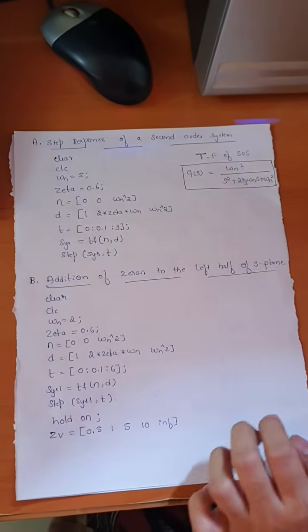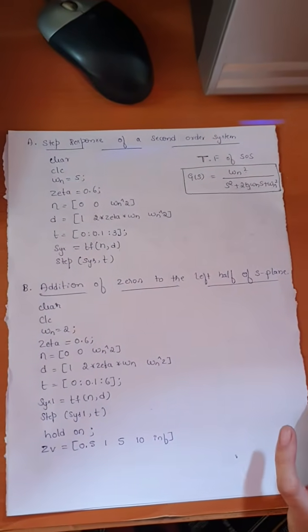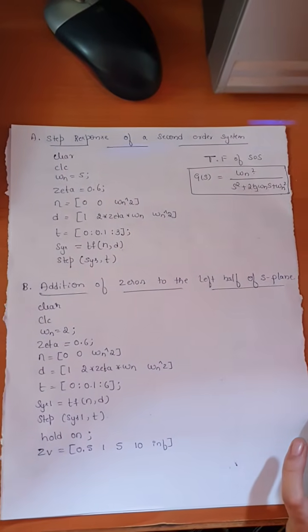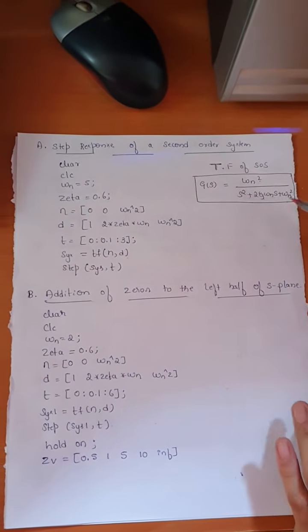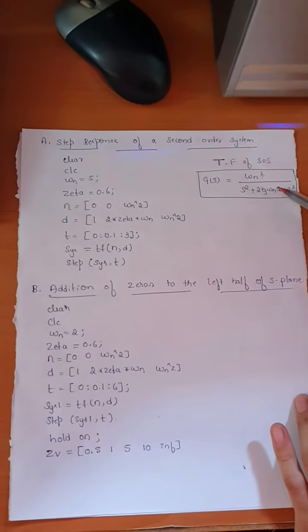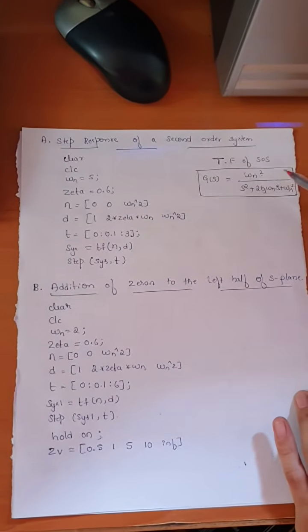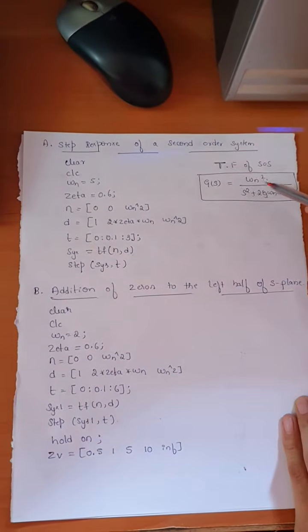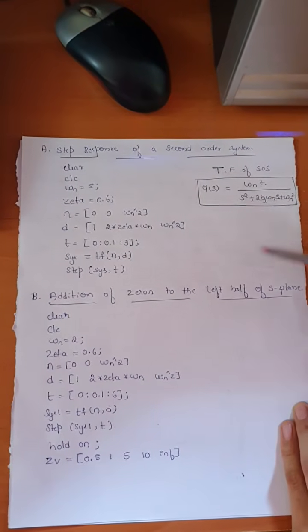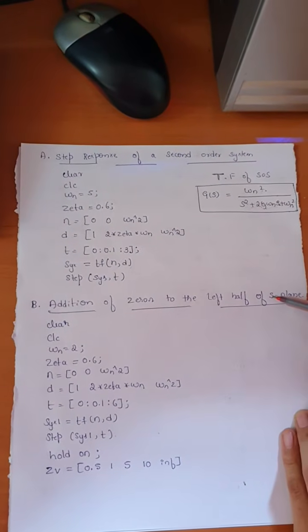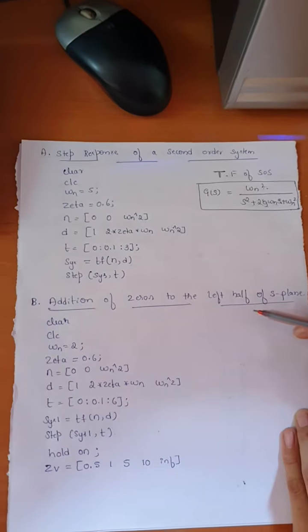This is the second program, that is addition of zeros to the left half of the S-plane. Here we are going to add zeros to our given transfer function. This is the given transfer function. We are going to add the zeros. Zeros means it will be the numerator, and the denominator will be the poles. Before adding the zeros, first we need to draw the graph for a step response.